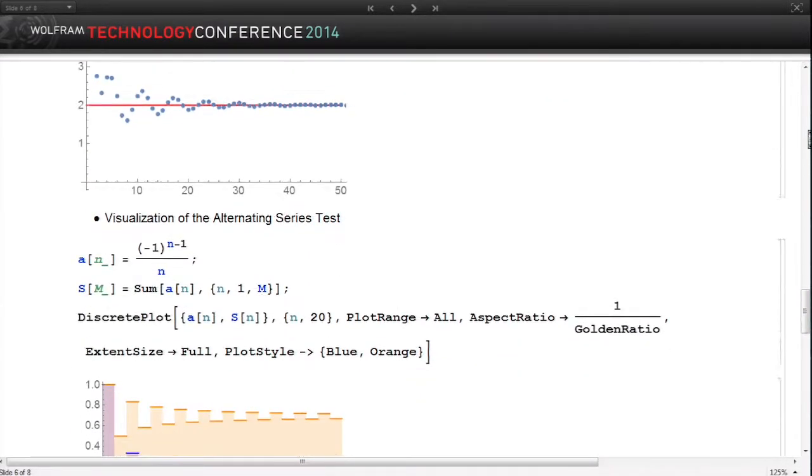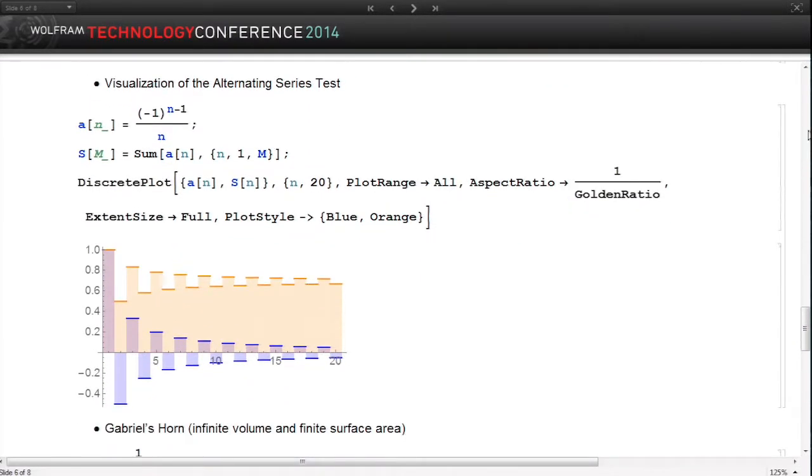This is a personal favorite that students liked. It is a visualization of the alternating series test, or rather just looking at an alternating series. So in blue, you have the terms of the series, and then the orange color, blue and orange colors of the U of I, the orange represents the partial sums.